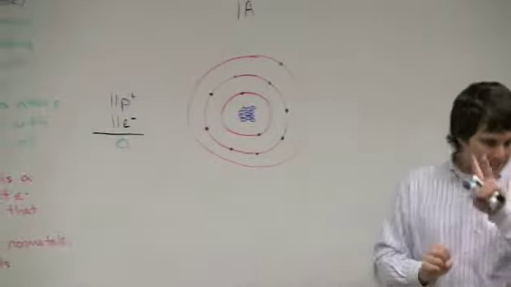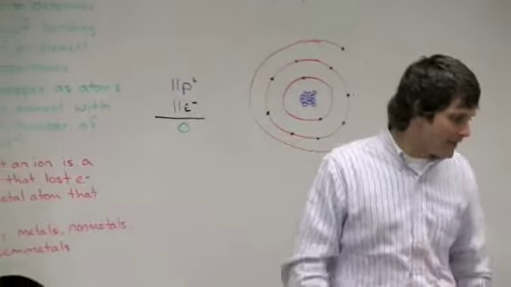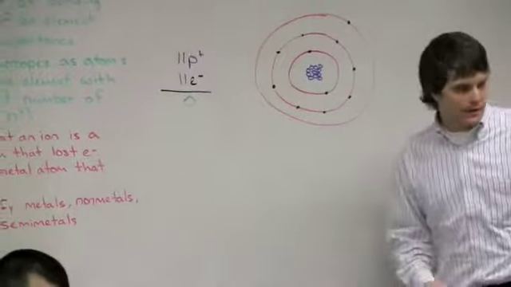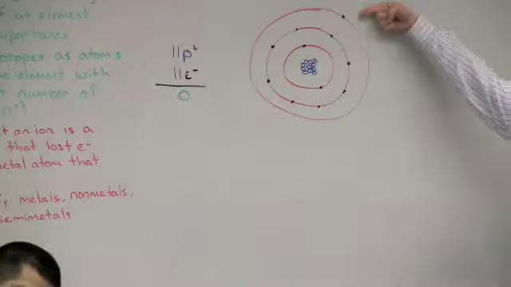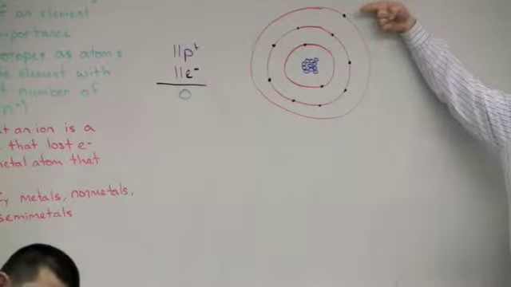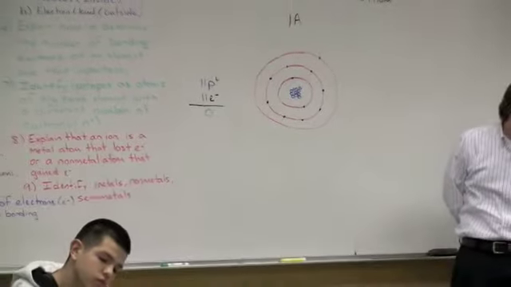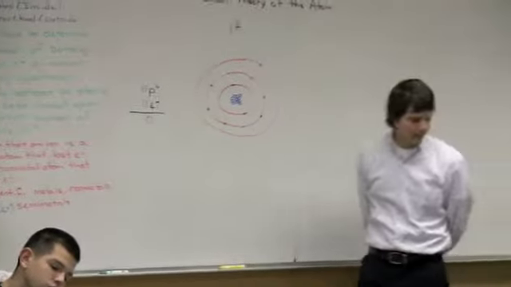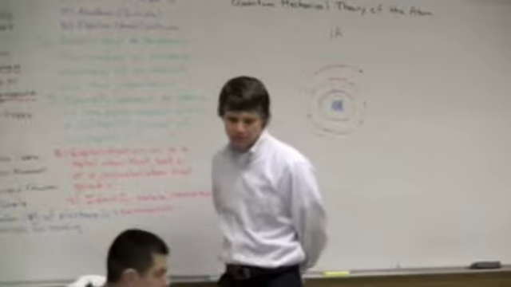Now, the second part of that, letter B, says, how many valence electrons does sodium have? Well, there is only 1 valence electron. So for question 1B, we would write 1.